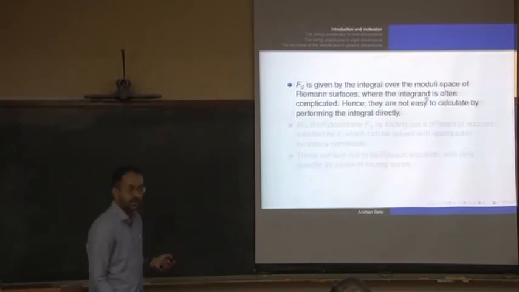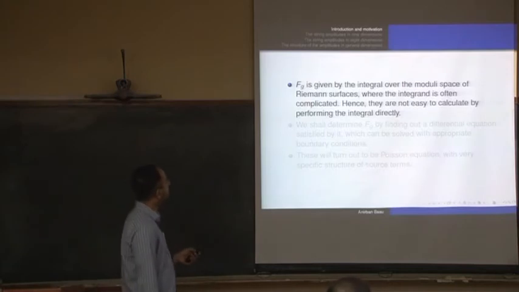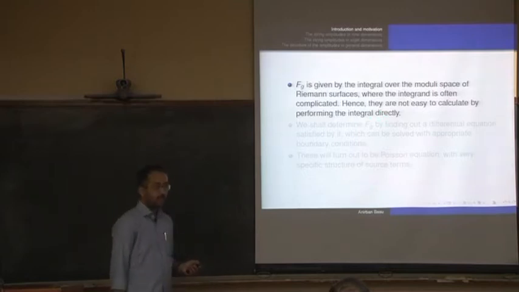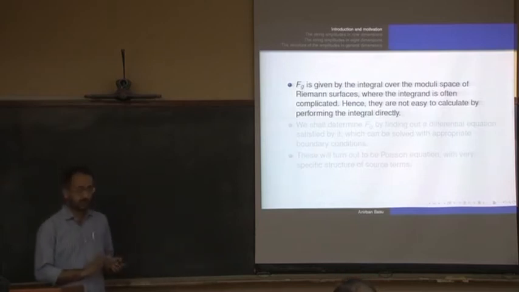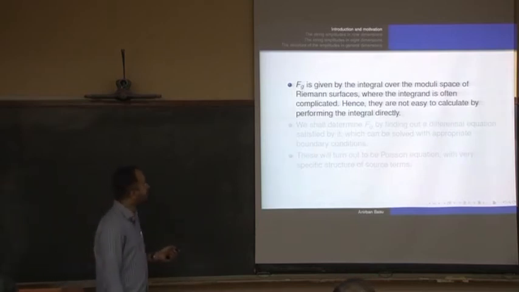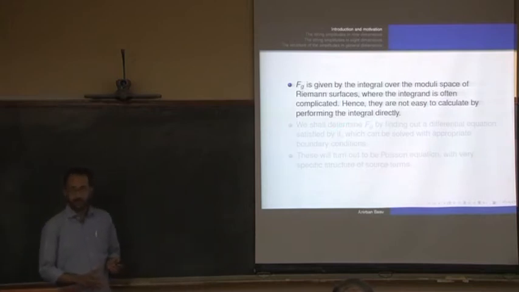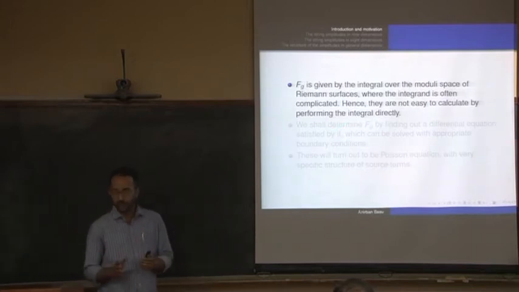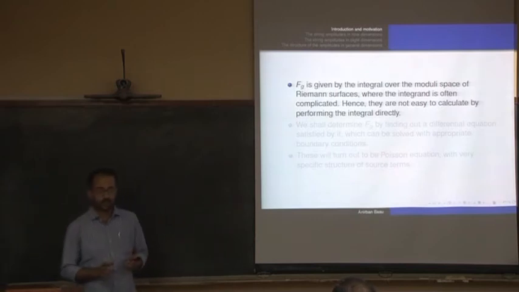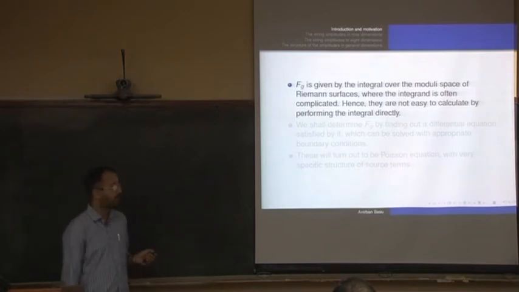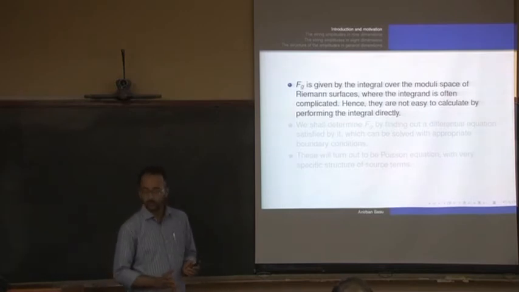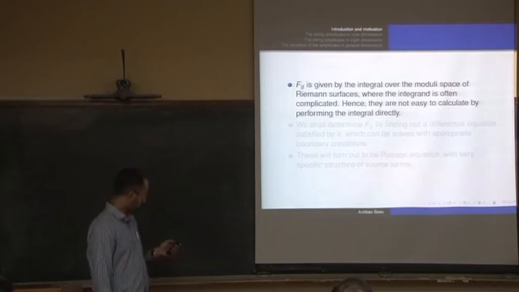So how do we actually calculate F_g? F_g is given by the integral over the moduli space of Riemann surfaces, and the integrand is often complicated. Hence they are not easy to calculate by performing the integral directly. Most of it is going to be an integral over a supermoduli space, which in principle is difficult to do, but at least in this case, if you are lucky, it becomes a moduli space. First you have to integrate over the positions of the vertex operators, and you get a complicated mess which depends on the worldsheet moduli. Then you have to integrate over the moduli space, and the integrand is quite nasty. Most of the time you can't do the integral, because even in the field theory limits these are quite difficult to calculate. So that becomes hard.